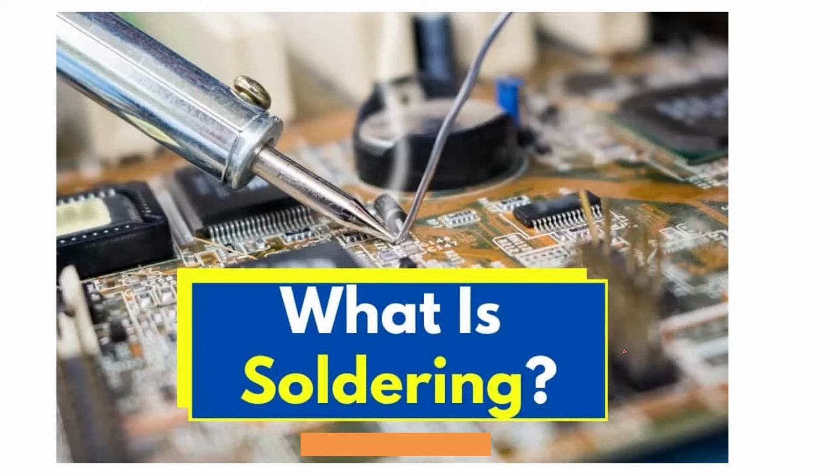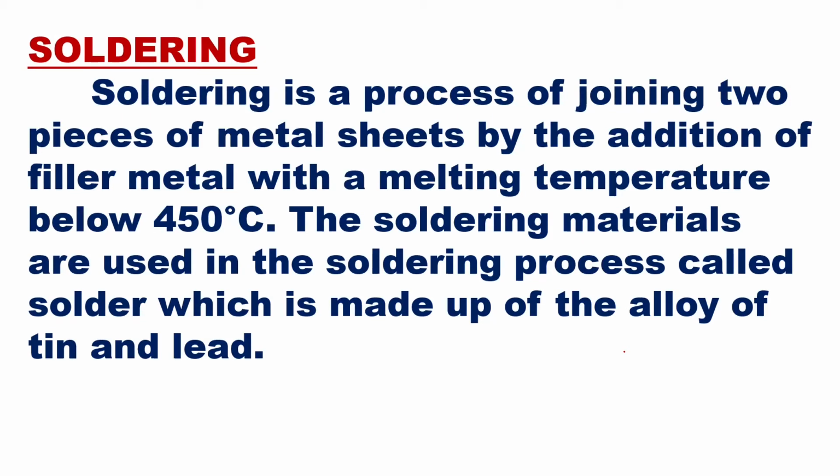Then we'll go to see what is soldering. It's a very important function. So here, soldering is a process of joining two pieces of metal sheets by the addition of filler metal with a melting temperature below 450 degrees Celsius.